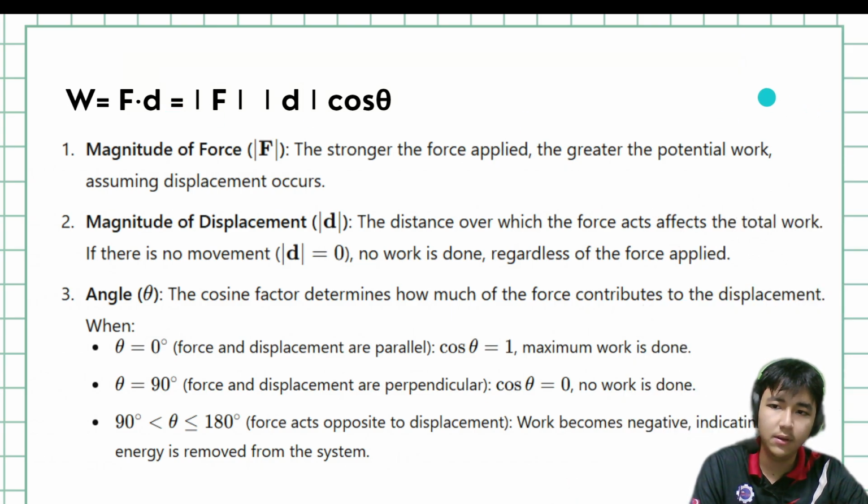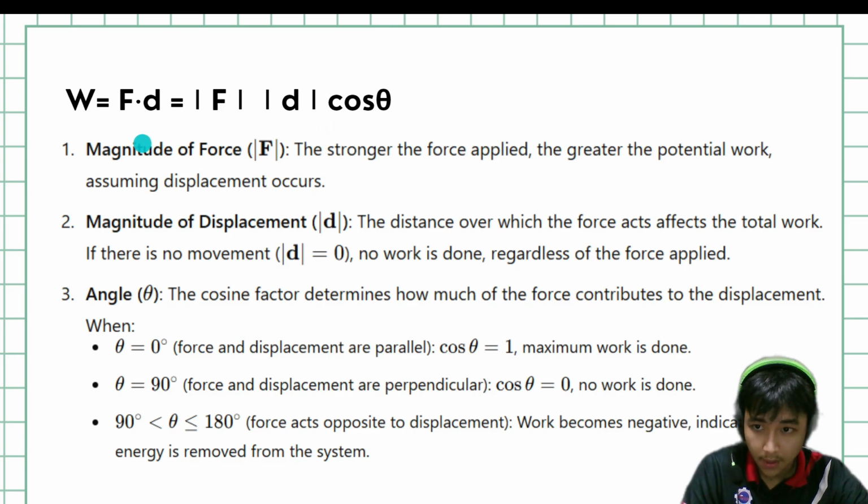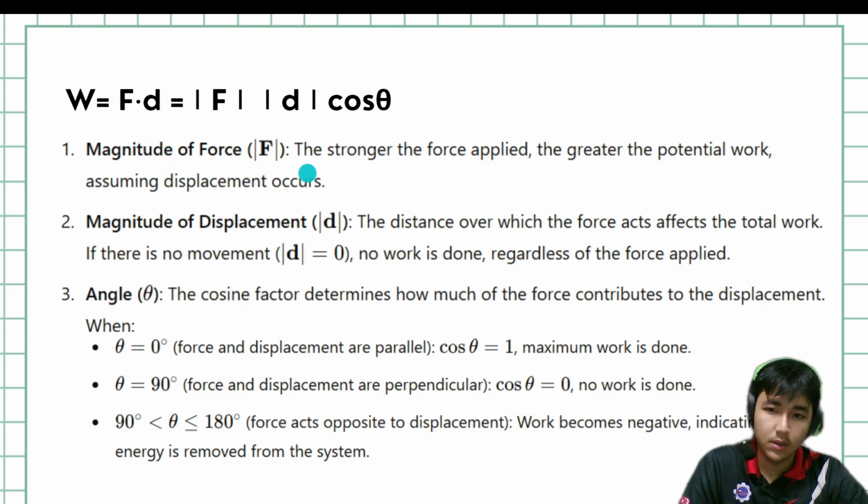This is the explanation of work equals force times distance, which equals modulus F times modulus D times cos theta. Magnitude of force: the stronger the force applied, the greater the potential work, assuming displacement occurs. Magnitude of displacement: the distance over which the force acts affects the total work. If there is no movement, which is D equals 0, no work is done, regardless of the force applied.